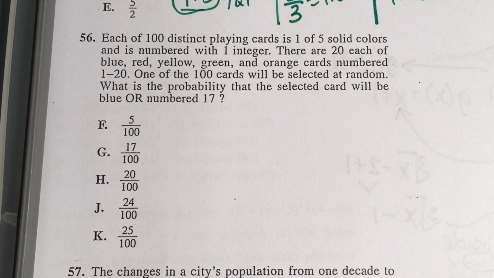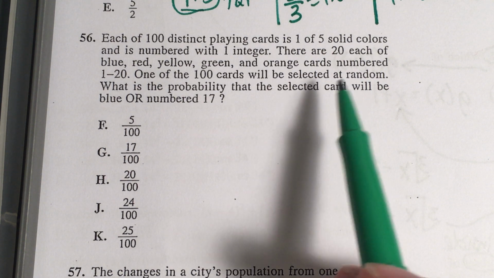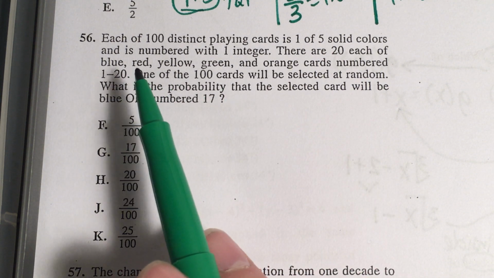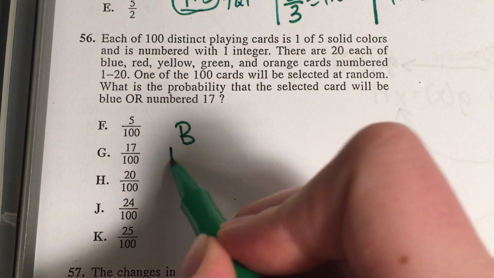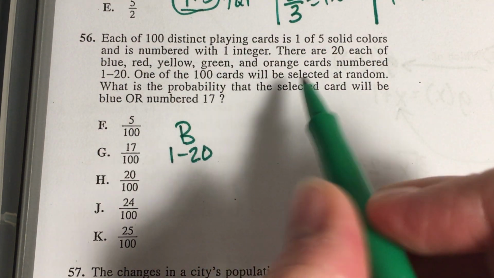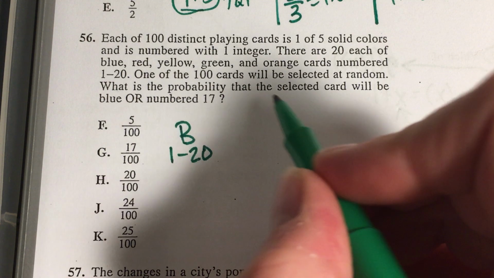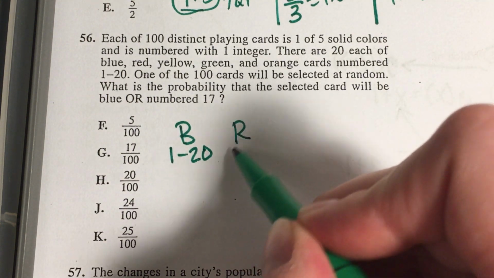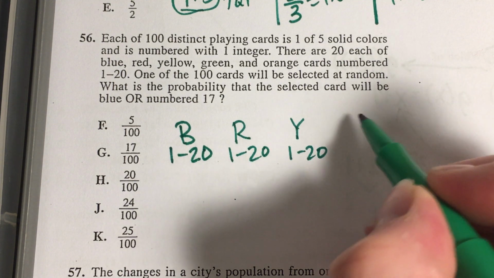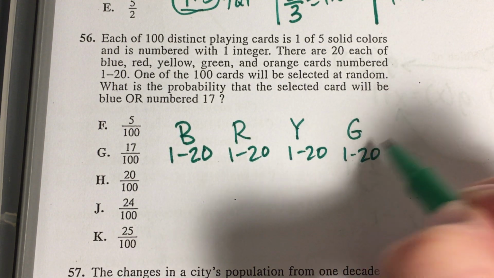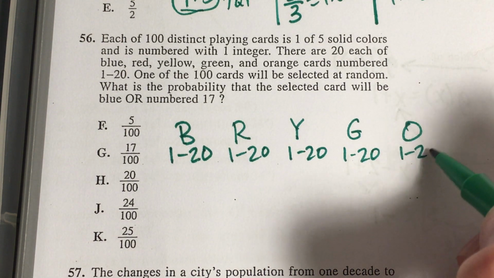For number 56, each of 100 distinct playing cards is one of 5 solid colors and is numbered with 1 integer. So there are 20 each of blue, red, yellow, green, and orange. It says numbered 1 through 20. So there's blue 1 to 20, red 1 to 20, yellow 1 to 20, green 1 to 20, and orange 1 to 20.